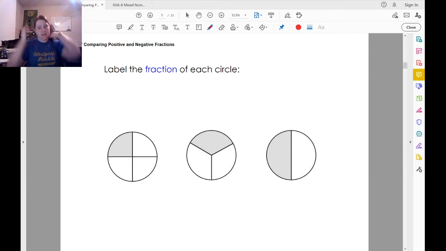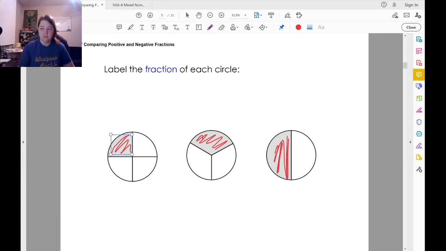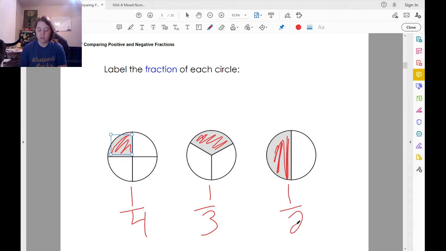Now, let's go ahead and label these fractions. First of all, this is shaded, this is shaded, this is shaded. So let's look at these fractions. We have 1 out of 4 pieces shaded, 1 out of 3 pieces shaded, or 1 out of 2 pieces shaded. You can kind of think of having to share with friends.